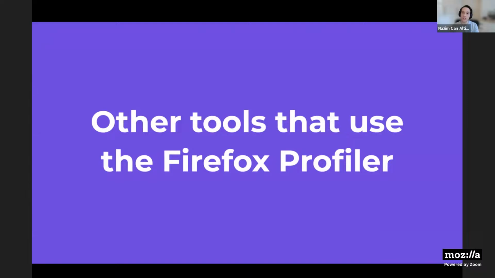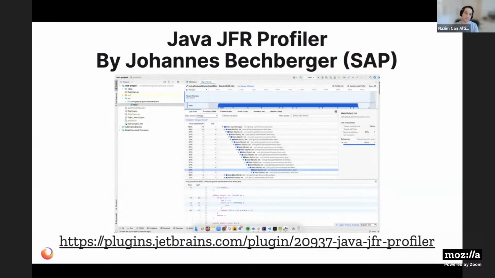And let's see which other tools are used in the Firefox Profiler. First, we have the Java JFR Profiler. It is an IntelliJ plugin to easily profile your application and view JFR files directly in your IDE. It's implemented by Johannes Bechberger from SAP, and he's been also contributing to the Firefox Profiler for quite some time now. JFR, in case you don't know, is a Java profiler, and it's very powerful, but it didn't have a very good UI, and Johannes decided to create a UI for its use in Java, using the Firefox Profiler. So you can check the plugin website here.